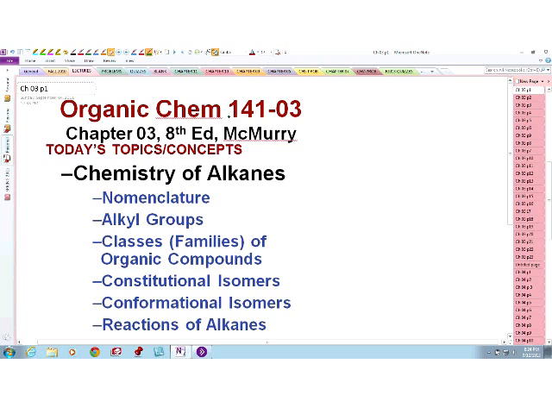In today's session, we are going to start a discussion on Chapter 3. Chapter 3 is concerned with the chemistry of alkanes. Specifically, we are going to discuss the nomenclature of alkanes. And then we get to discussion of constitutional isomers, conformational isomers, and finally reactions of alkanes at the end of this chapter.